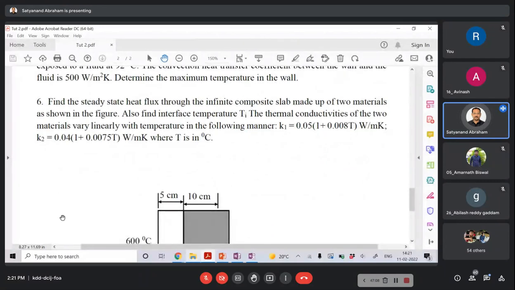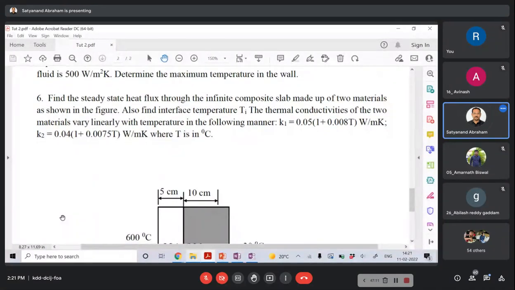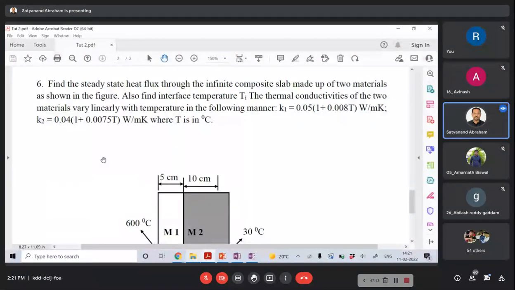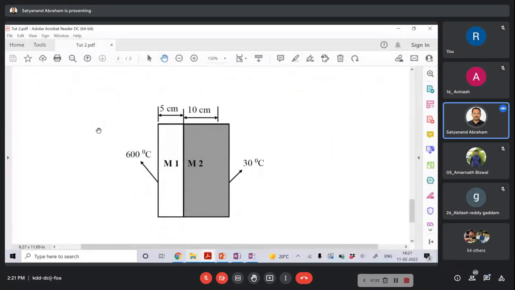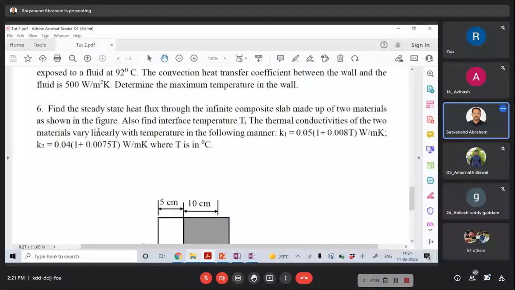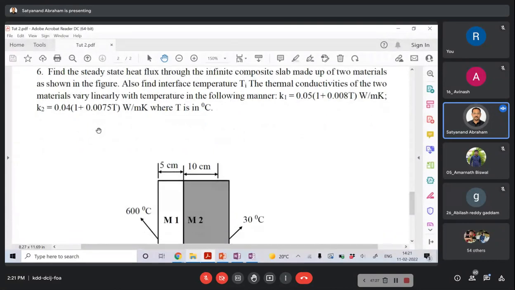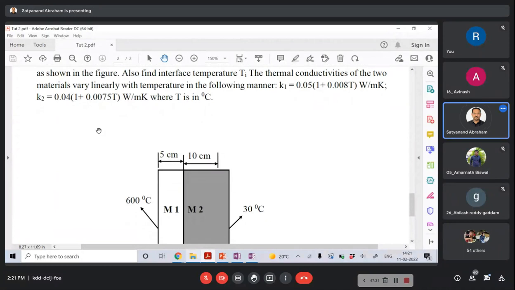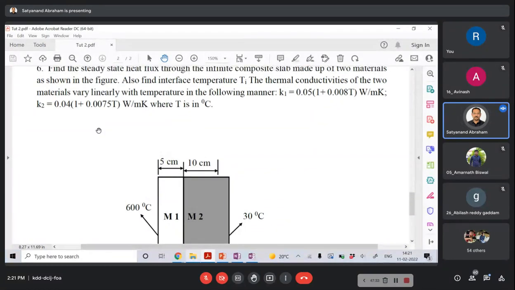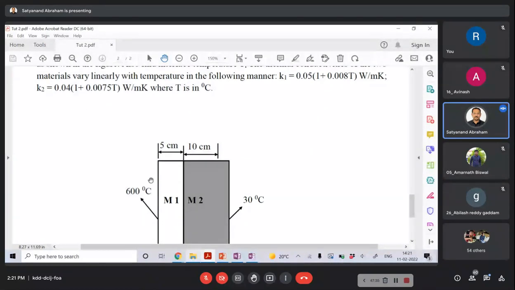The next one is a bit tricky. Find the steady state heat flux through an infinite composite wall, made up of two materials. Infinite means on top and bottom it is going to be infinite length. Also find the interface temperature Ti. If you see this, it is very simple.